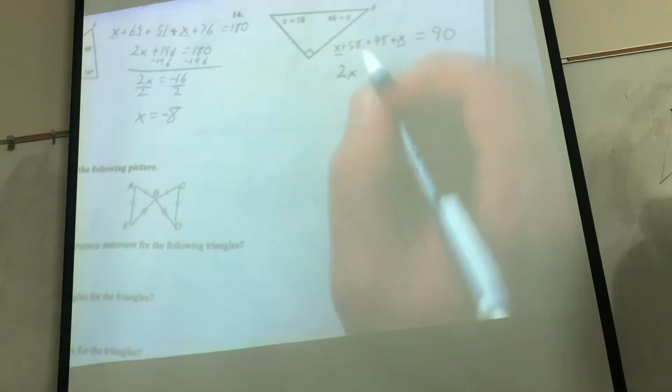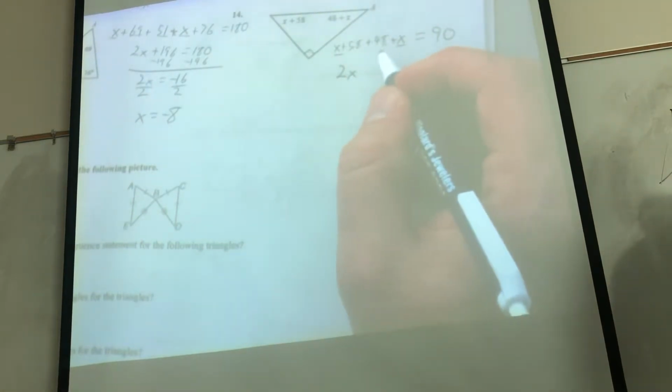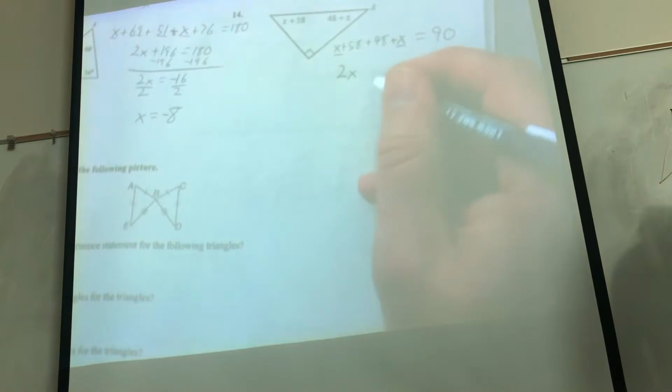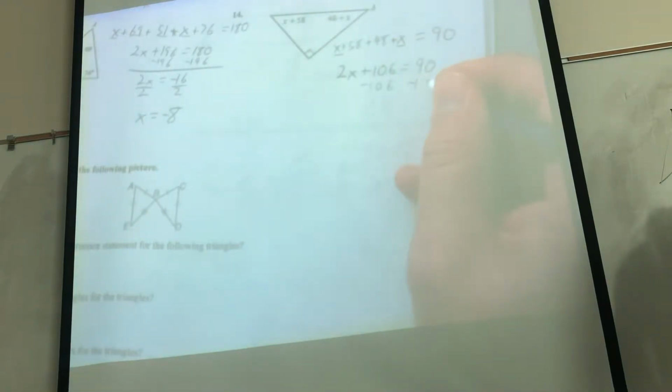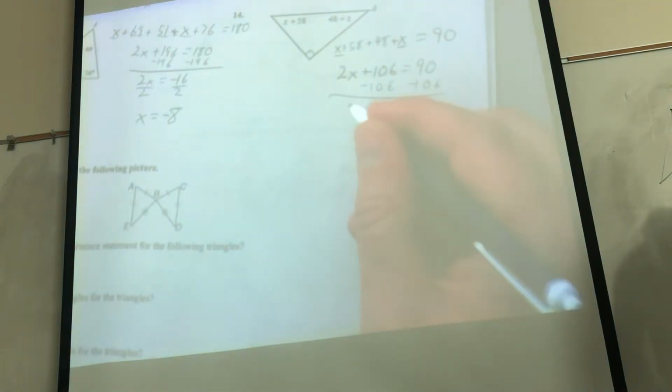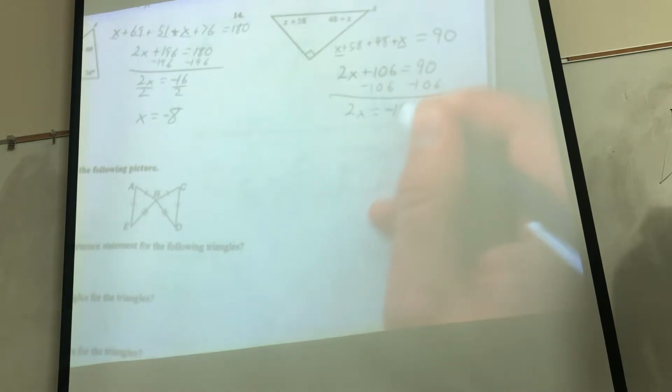x plus x is 2x. 58 plus 48 is going to give me 106. So that's 2x plus 106 is equal to 90. I subtract 106, subtract 106. That's going to be 2x is equal to a negative 16. I divide by 2. x again equals negative 8.